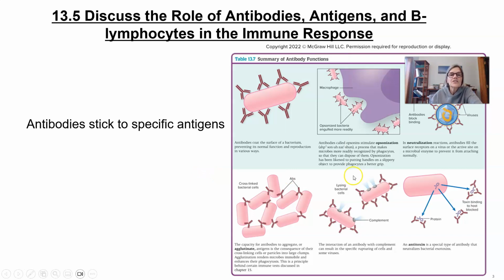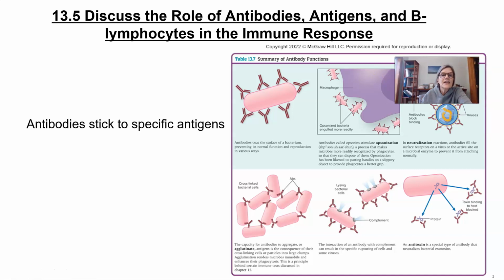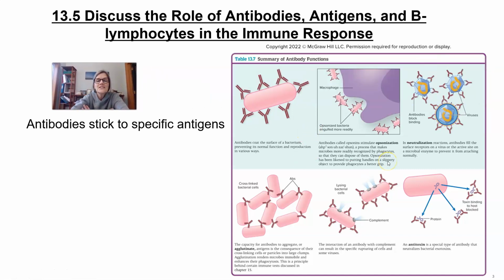Just continuing the discussion of the role of antibodies, antigens, and B lymphocytes in the immune response: we've got antibodies, these Y-shaped molecules floating around our bodies, and we've got antigens, which would be on the surface of this bacterial cell. So why does that protect us? Well, antibodies stick to antigens, and that doesn't sound like that big of a deal. But your book has table 13.7 that shows you what antibodies are doing. All that antibodies do is stick to antigens, but it's what happens as a result of that that protects us from those pathogens.